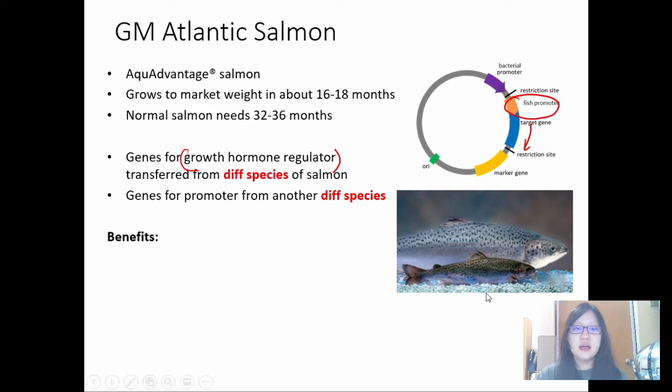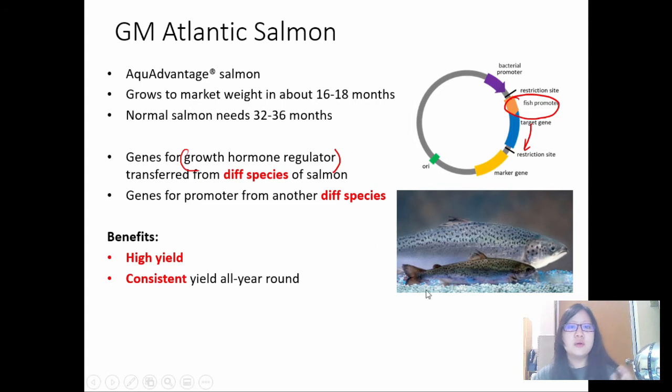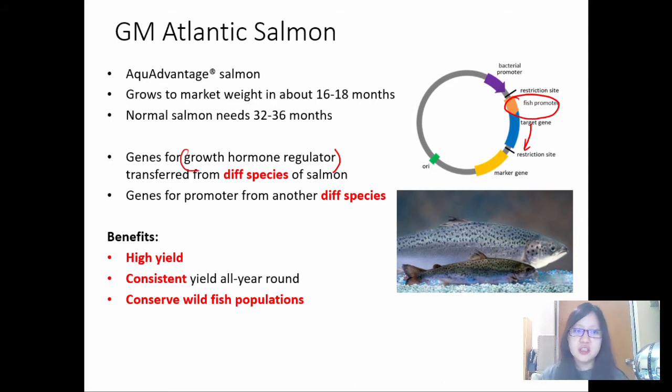So what is the result of this? The benefits are that it grows really quickly, so there's high yield. It's a consistent yield all year round, so you don't need to wait 3 years. The first batch will take around a year and a half, and then you just grow new ones after that. So almost every year you'll be able to reap results, and you conserve wild fish populations as well, because I don't know if you know, but aquatic creatures, fish, are actually some of the most affected by overexploitation, so overfishing. So if we manage to grow fish fast and good fish, then we can avoid overfishing and conserve our fish populations.